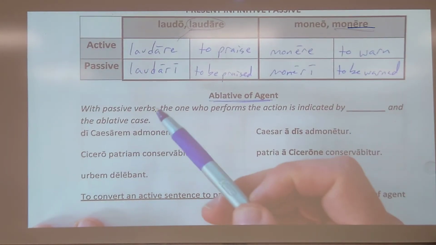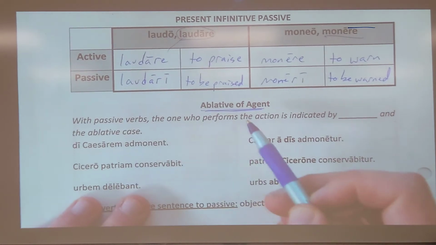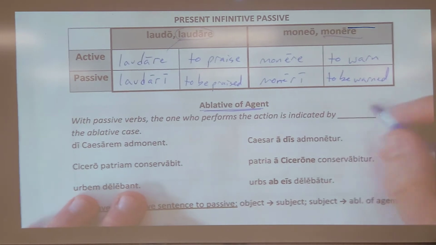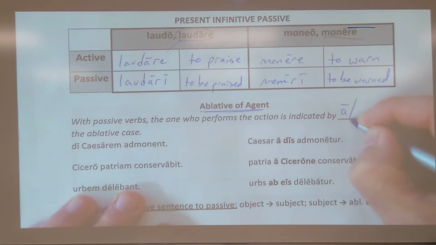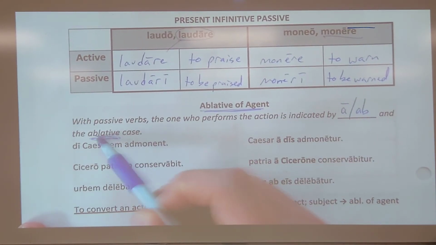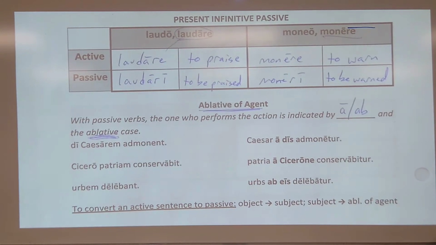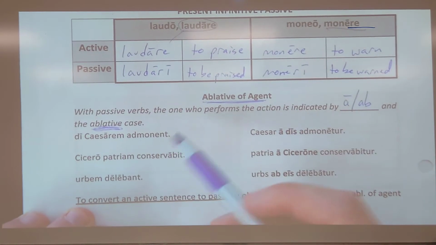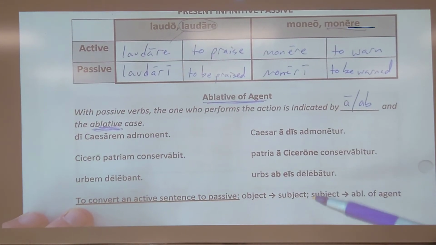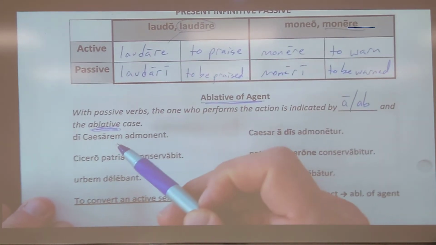So with passive verbs, the person or the thing that performs the actual action of the sentence is shown by the preposition a or ab, followed by the ablative case. Just a couple quick examples here to show. Over on the left we have active sentences. Over on the right we have passive. We're going to change the actives to passives.